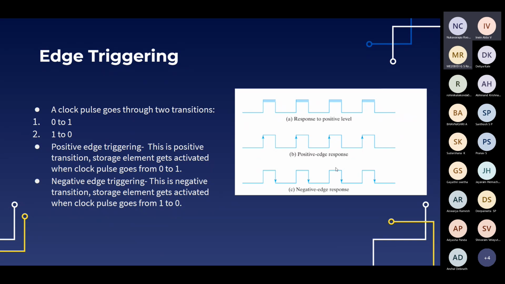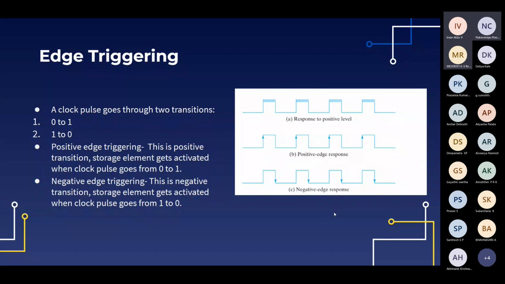Okay, negative edge response is just the opposite of positive edge response. The clock will trigger our circuit, that is the memory element, only when the transition of the clock goes from 1 to 0.